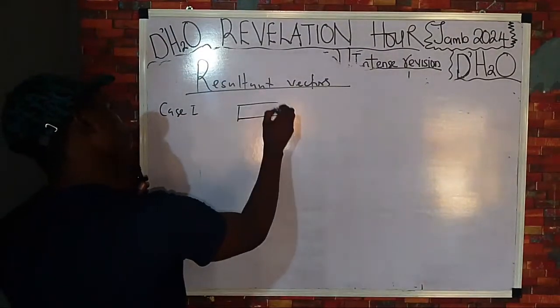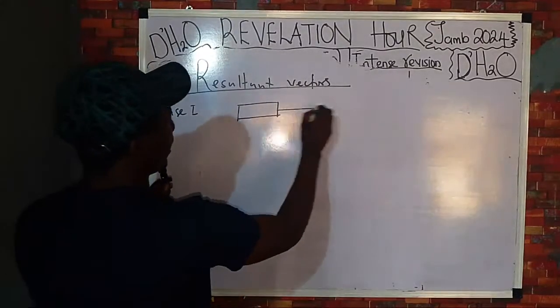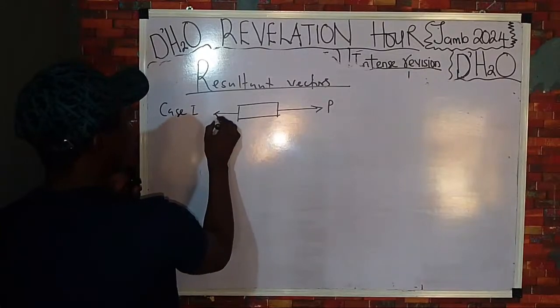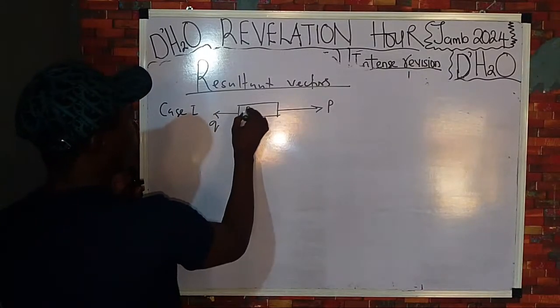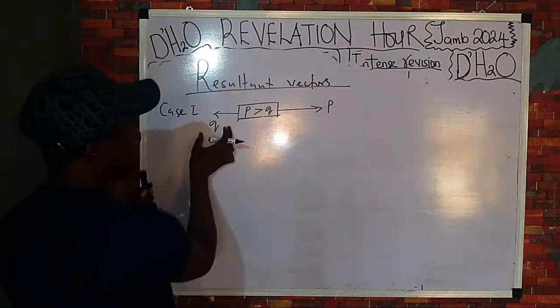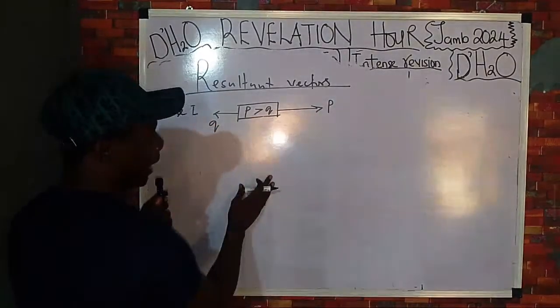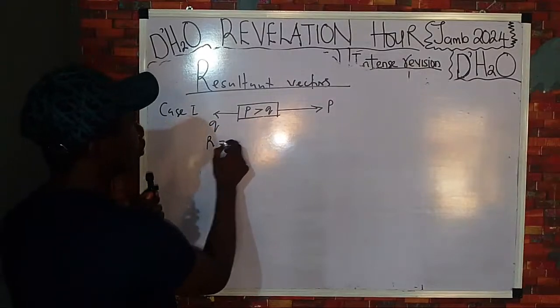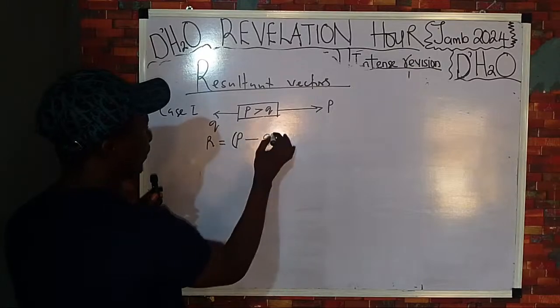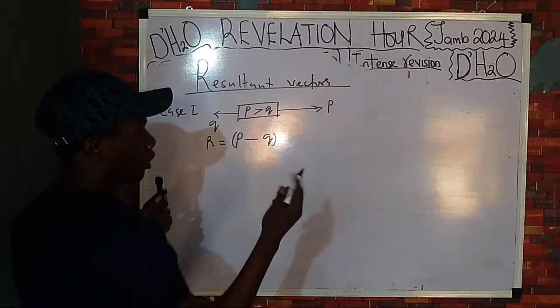If I have two vectors this way, and a force P drags it here, and one drags it here called Q. If P is greater than Q, it means that because this one is bigger than this one, it goes this way. So your resultant will be the bigger one minus the smaller one. Take note of that.